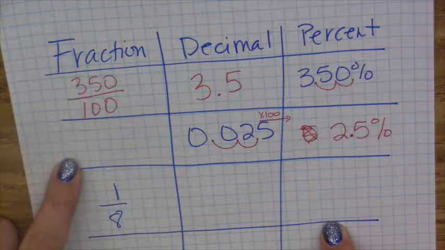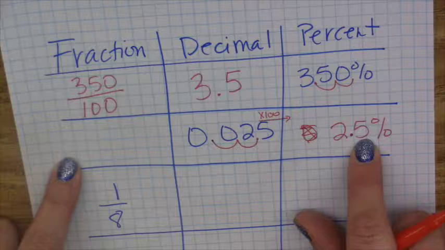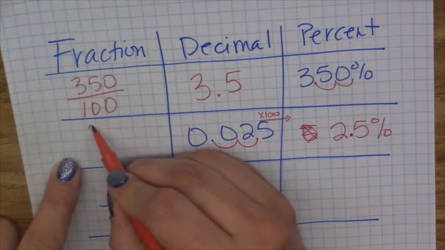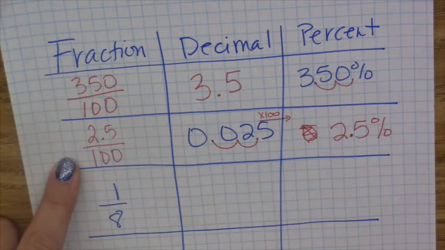For our fraction, we're going to take our percent amount, which is 2.5, and put it over 100. So 2.5 over 100.